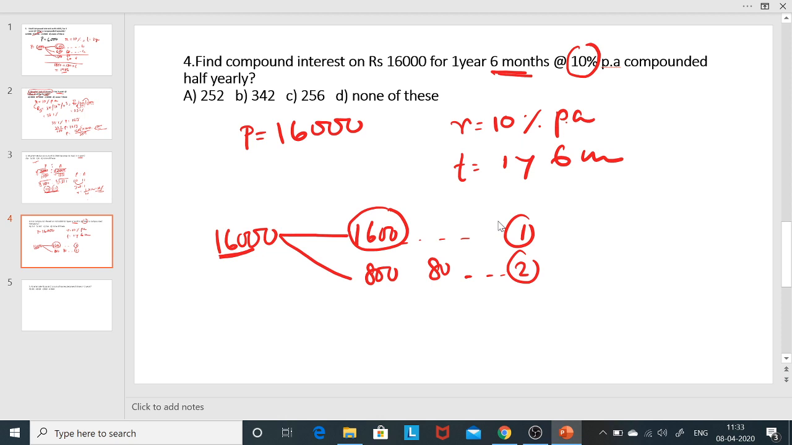So it is 1600 plus 800, 2400, and it is 80. So basically it is 2480 will be your answer. So answer will be none of this here.